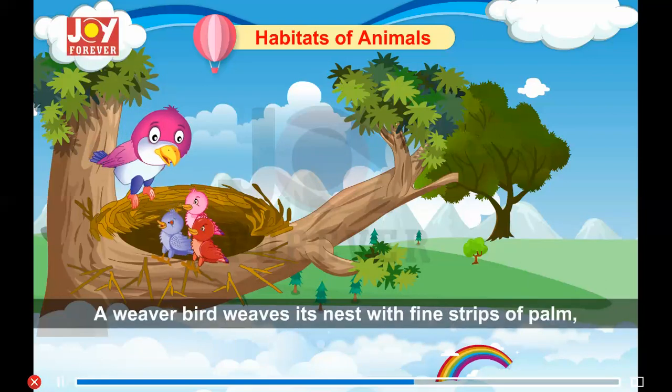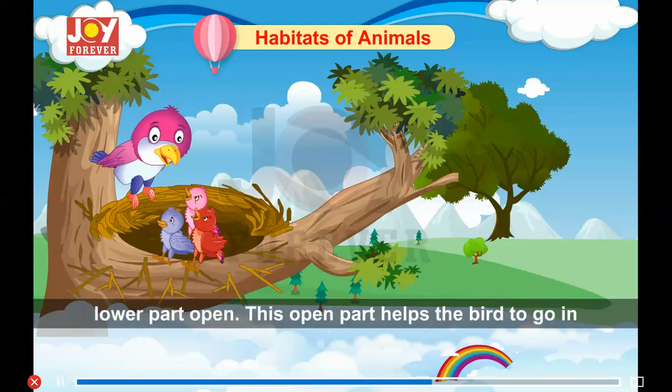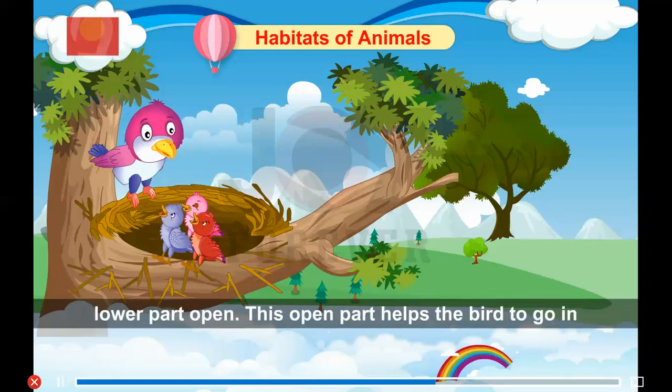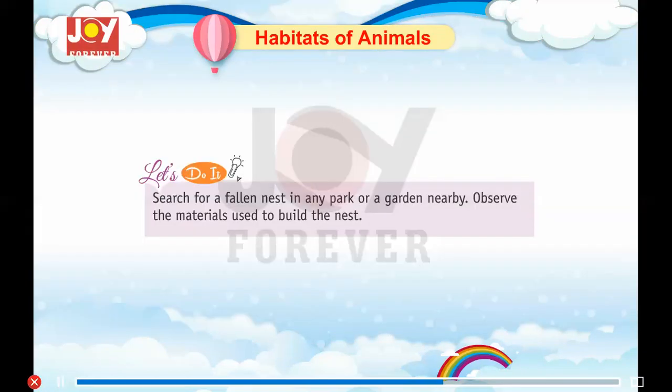A weaver bird weaves its nest with fine strips of palm, banana leaves, and grass. Its nest is like a cradle, with its lower part open. This open part helps the bird to go in and come out easily. Let's do it. Search for a fallen nest in any park or a garden nearby. Observe the materials used to build the nest.